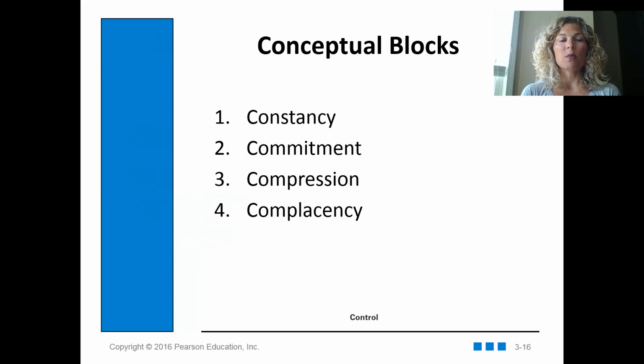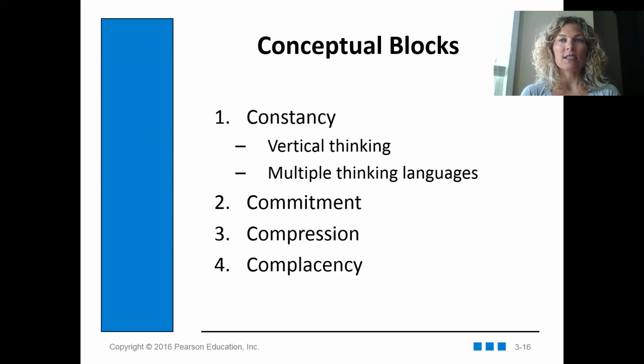The four conceptual blocks that I'll discuss today, you can see up here on the screen. Each block has two examples that we'll look at. So you need to make sure that you can recognize not only the block, but the two examples that go with each block. Okay, so we're going to start off with the first block, constancy. There are two examples of how we fall into this particular block: the vertical thinkers and not having multiple thinking languages.